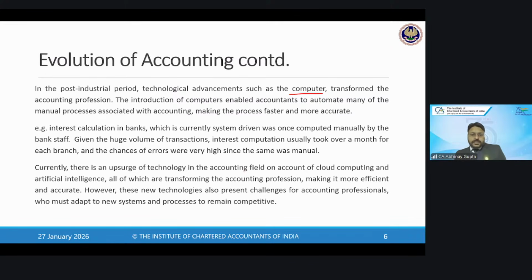So this upsurge in the technology in the accounting field on account of cloud computing and AI, all of which are transforming the accounting profession. So what is happening? What do you think cloud computing is? Any idea? What do you mean by cloud computing? Cloud computing is accounting software which will be handled through the internet. Anywhere, anytime we can use those resources. We can account on time, real time processing will happen.